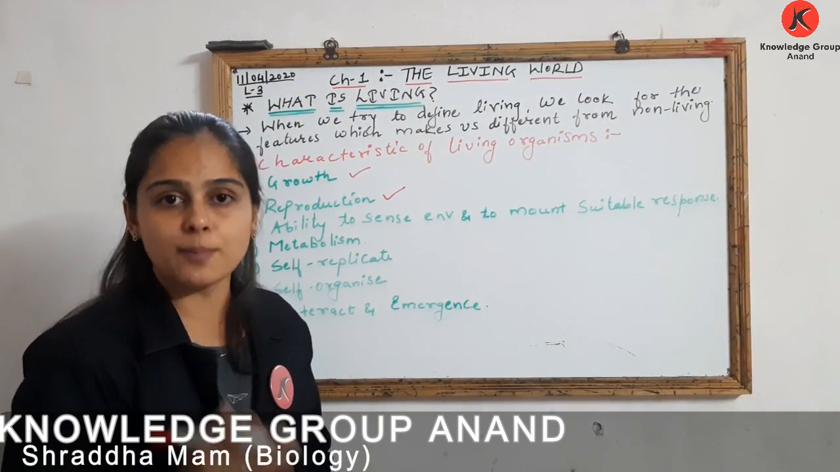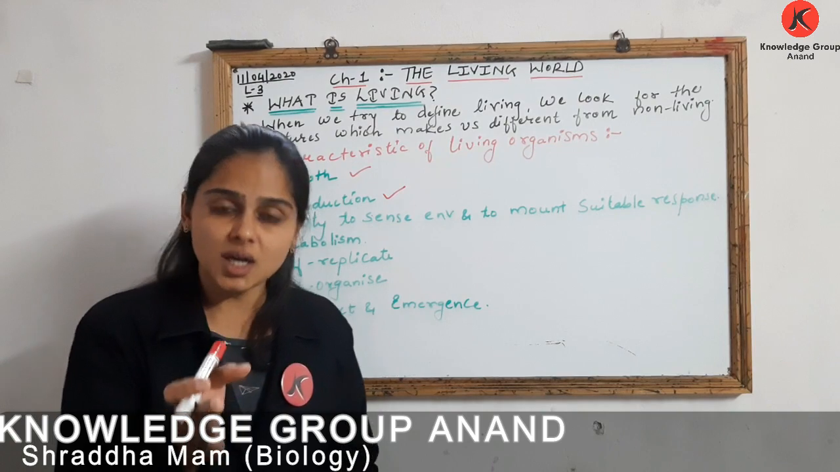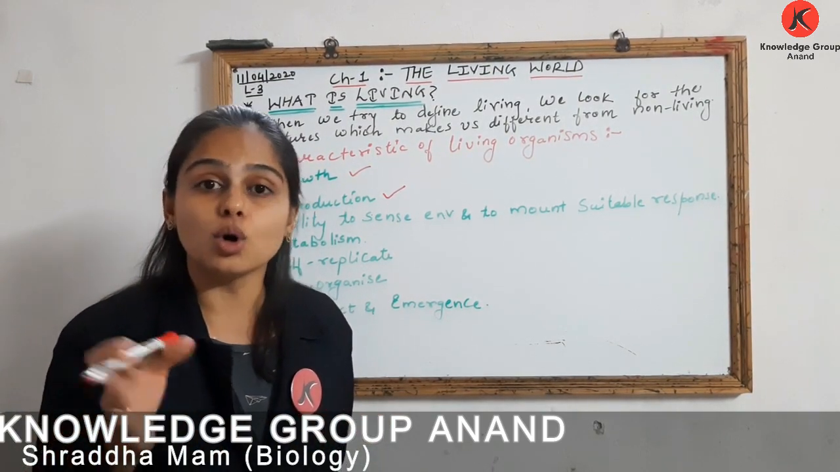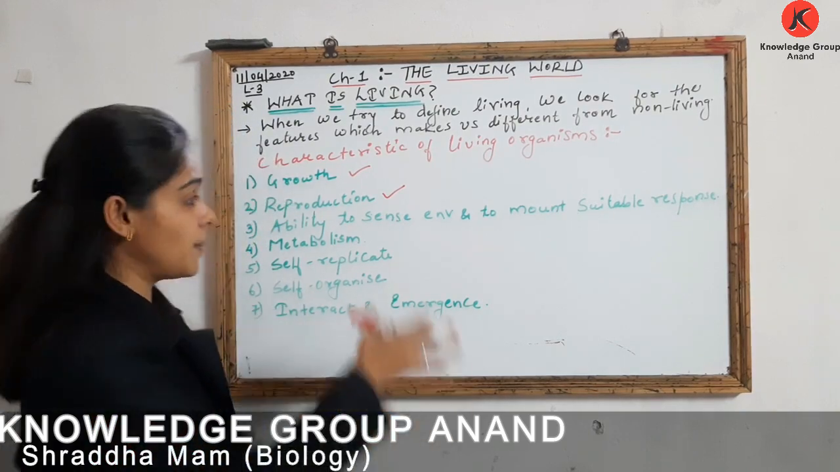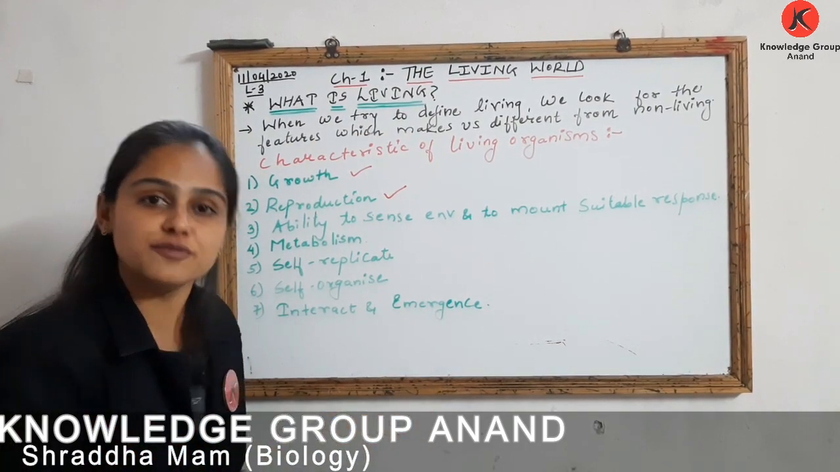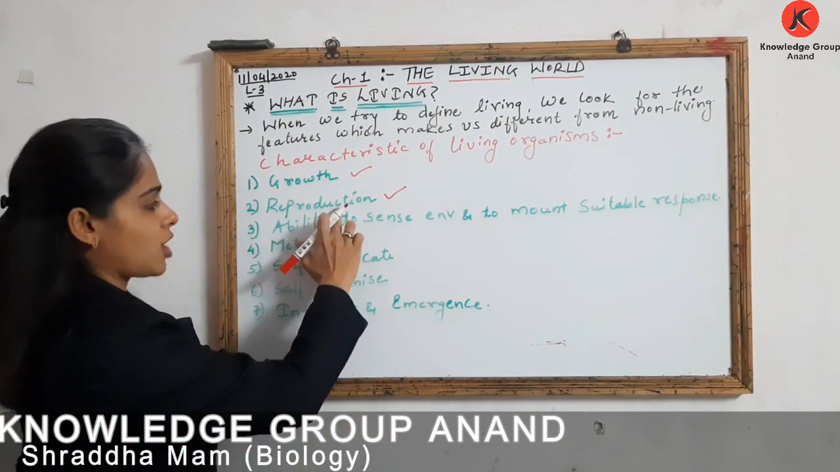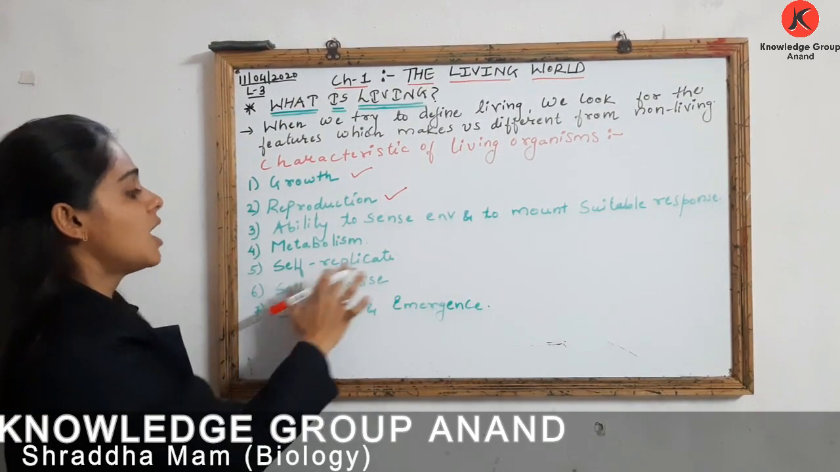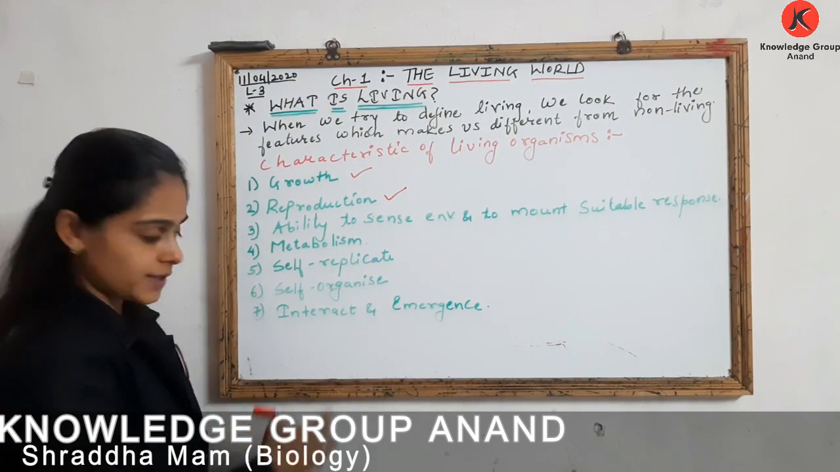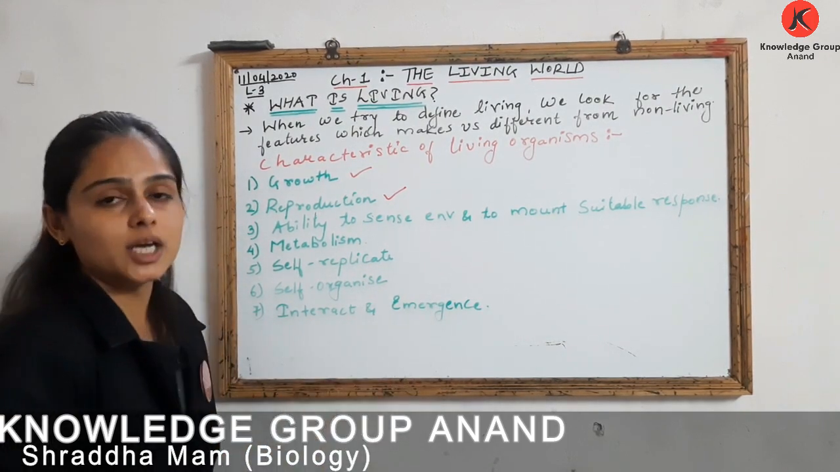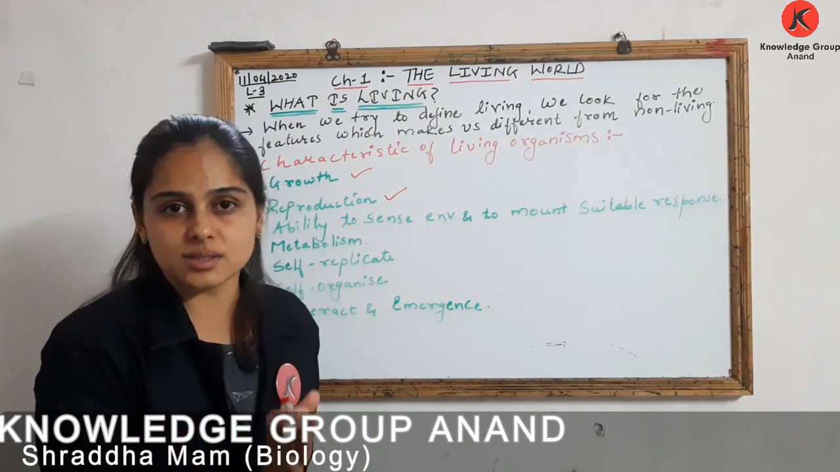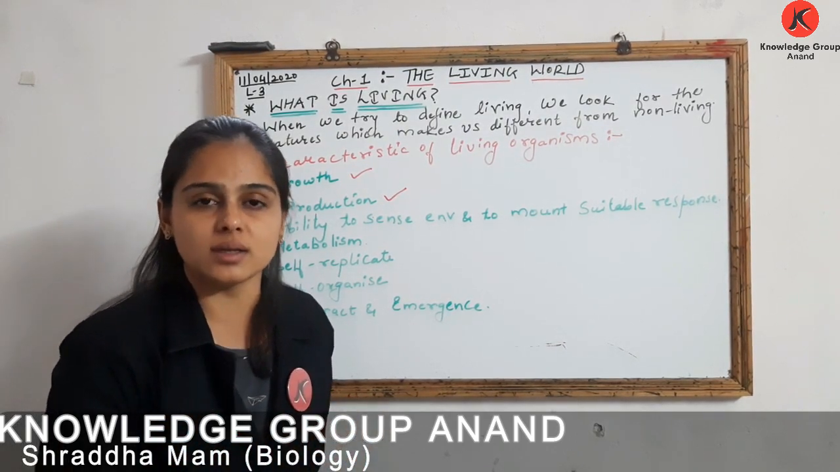Once again I told you, if we want to make a difference between living and non-living, right, we can make this on the basis of these characteristic features: growth, reproduction, ability to sense and mount response, metabolism, and we have self-replication, self-organization, interaction and emergence. Now we are going to understand these characteristic features one by one in detail.